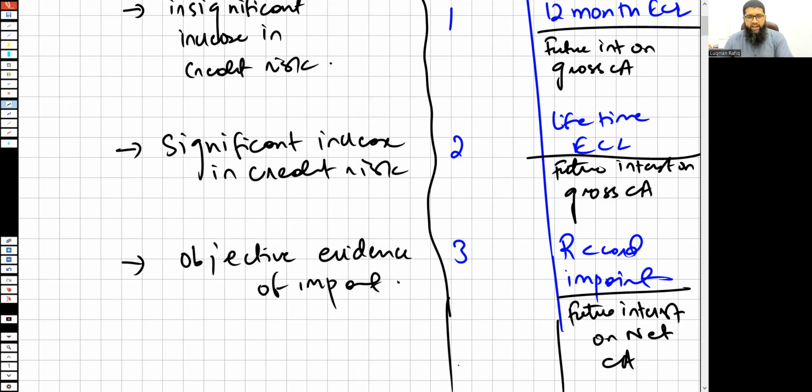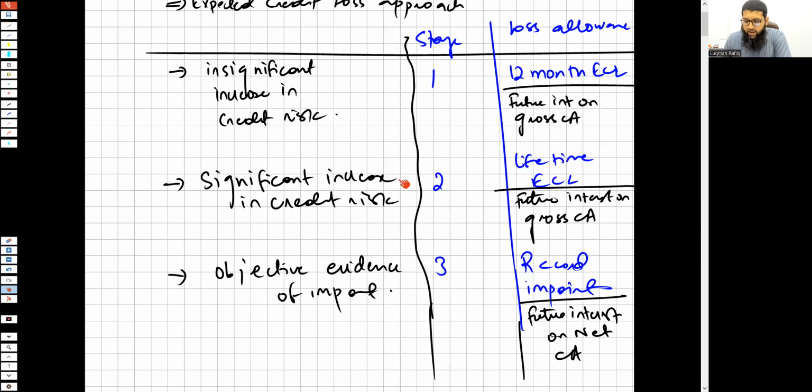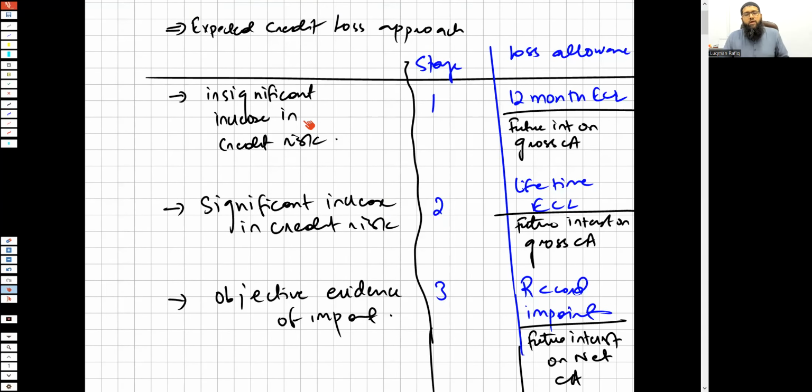Now, let me just explain to you. Basically, the 3 stages of impairment of financial assets are like this. First of all, you need to understand that we adopt an expected credit loss approach. What do you mean by adopting expected credit loss approach? It means that we recognize the impairment loss on the basis of expected credit loss, that is, how much credit loss we are expecting to arise.